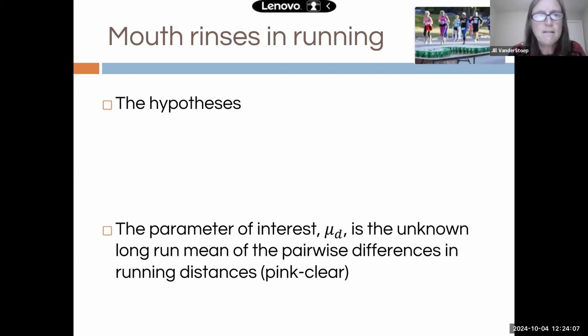Go to your chat. If the color of the solution doesn't make a difference, what? Oh, how boring. I love it, Beth. Yeah, if the color of the solution doesn't make a difference, what are you going to expect to see about those distances? Go ahead and hit enter now.